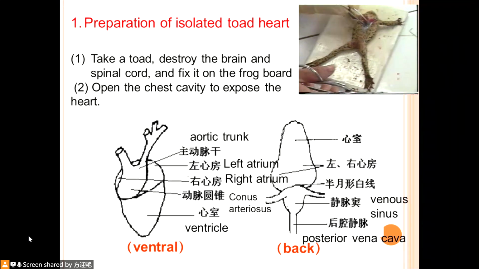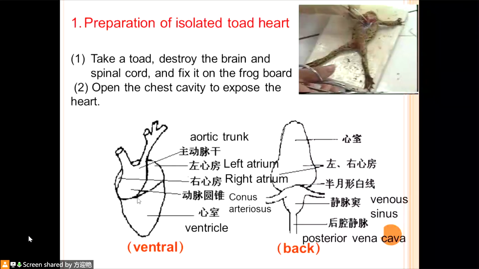And there we can see his heart. Then we can see the arterial cone, and the arterial trunk, and at the back we can see the sinus venosus.